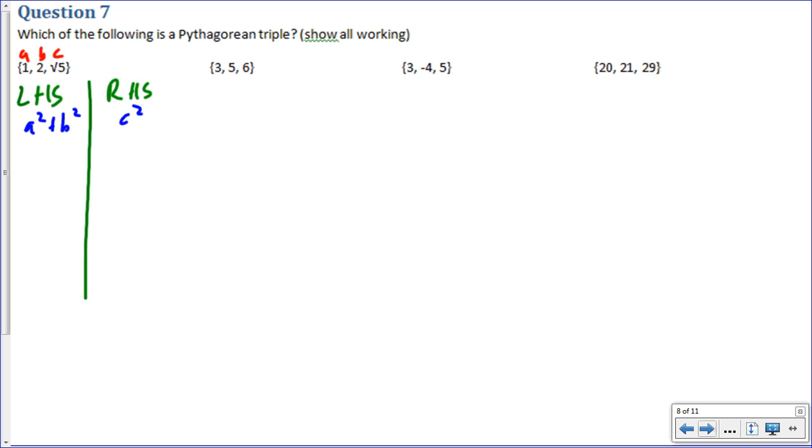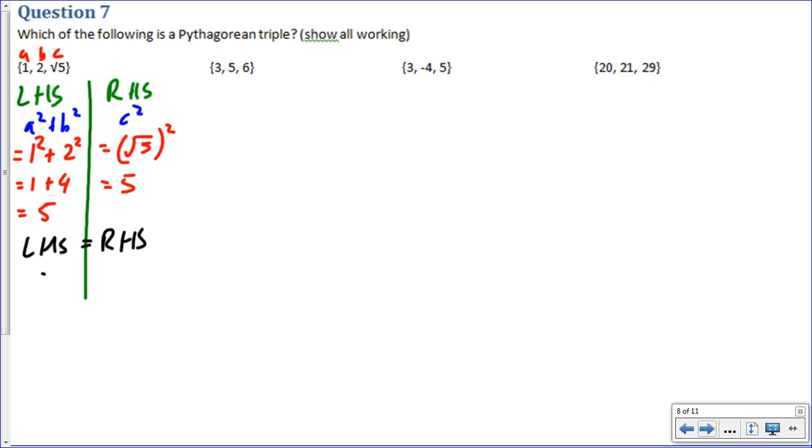So if we now substitute in, A is 1, plus B is 2 squared, so it's going to be 1 plus 4, so it's going to be 5. Right-hand side is going to be the square root 5 squared, so equals 5. So here we have left-hand side equals right-hand side, therefore Pythagorean triple.